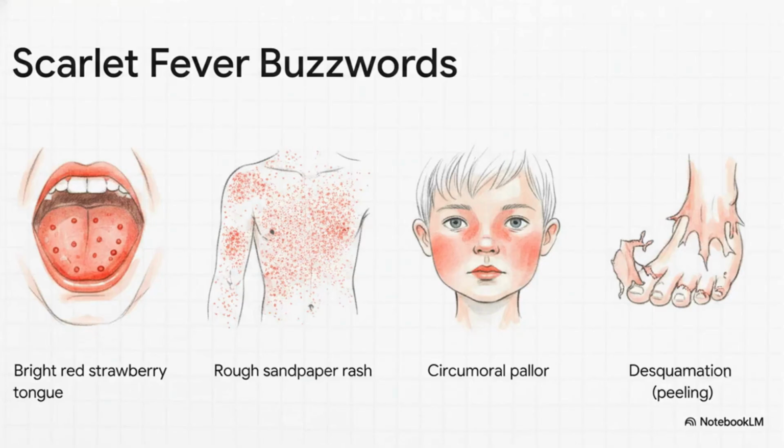And then we have the specific toxigenic effects. When Strep pyogenes releases what's called the erythrogenic toxin, the whole clinical picture escalates into scarlet fever. As you study for your boards, you absolutely must lock in these buzzwords. You're looking for the bright red, bumpy strawberry tongue and that classic rough sandpaper rash. Interestingly, that rash usually spares the area right around the mouth, which we call circumoral pallor. Oh, and as the acute phase resolves, you'll also commonly see desquamation, which is just the peeling of the skin.